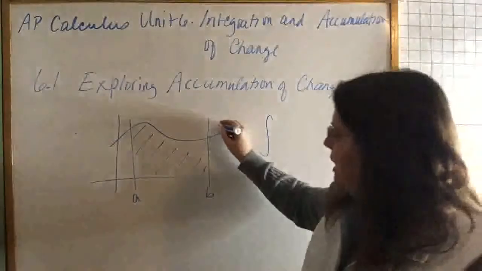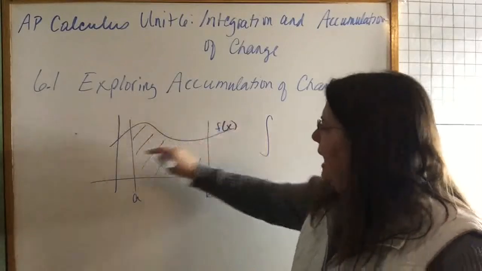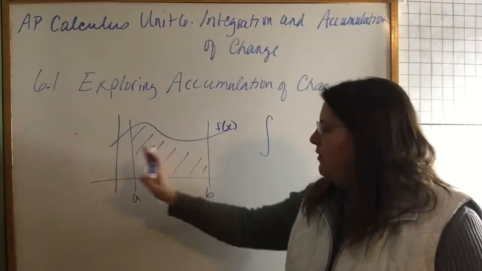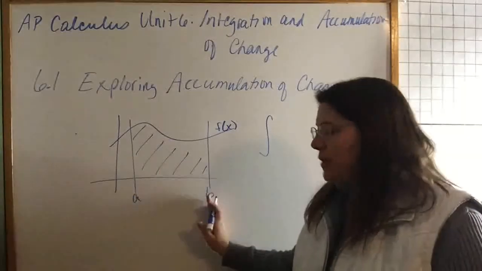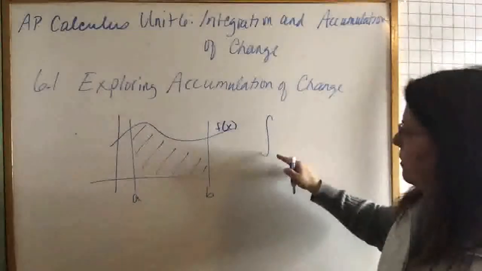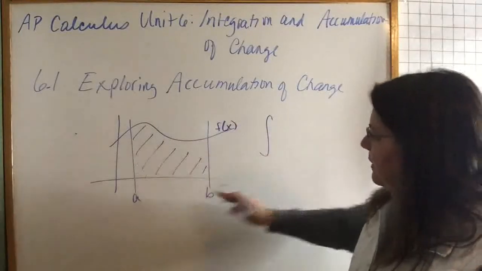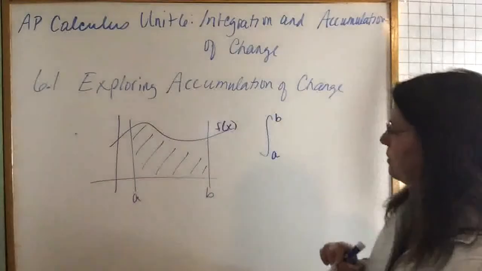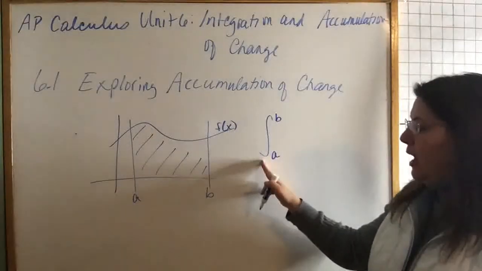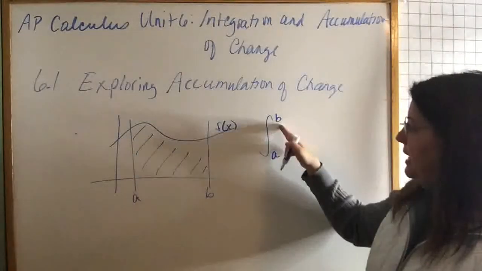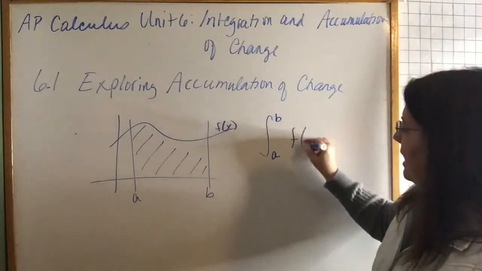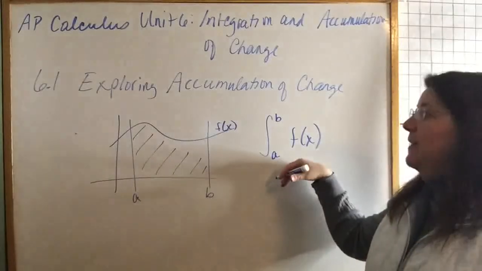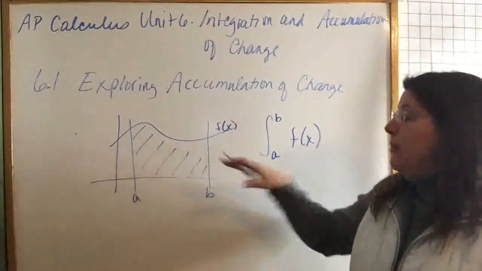Now, if this blue line is our f of x function, and I want you to find the area of the curve between x equals a and x equals b, the numbers that go here would be the lowest x value to the highest x value. So we want the integral on the interval a to b of the function f of x. That is the formula for finding the area under the curve from a to b.